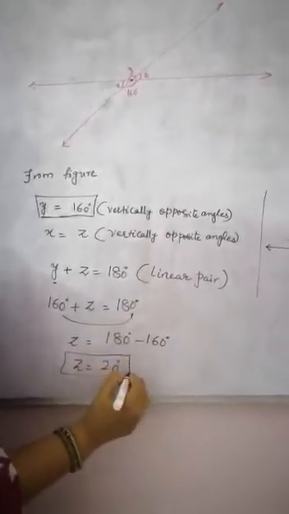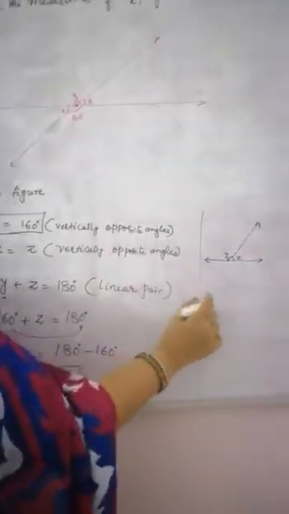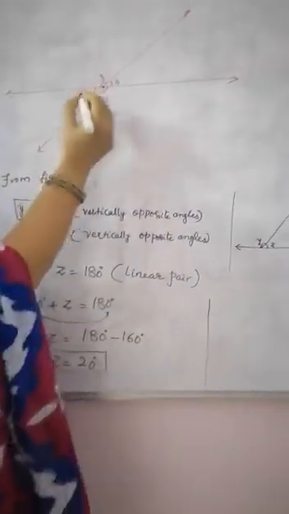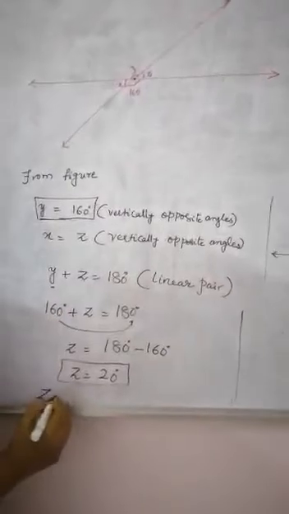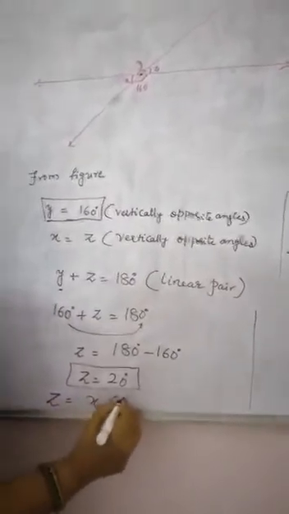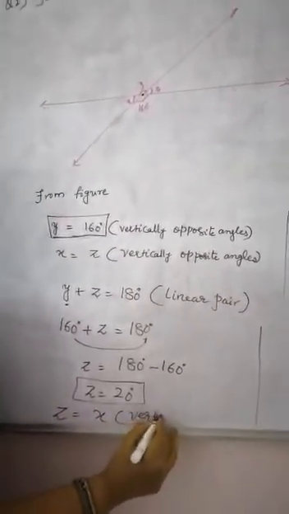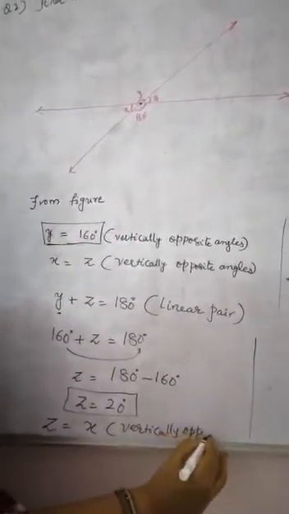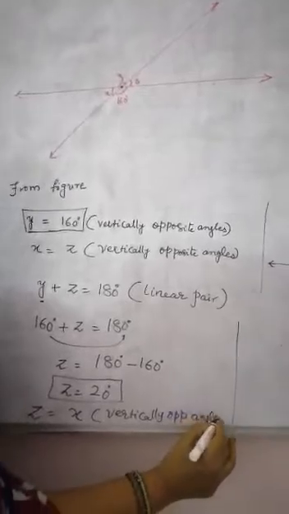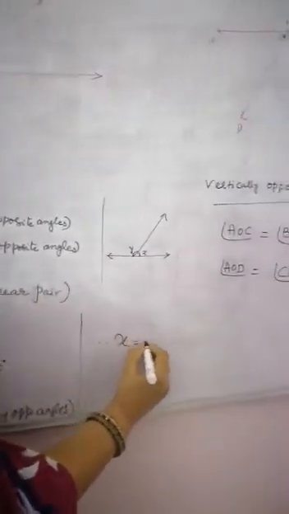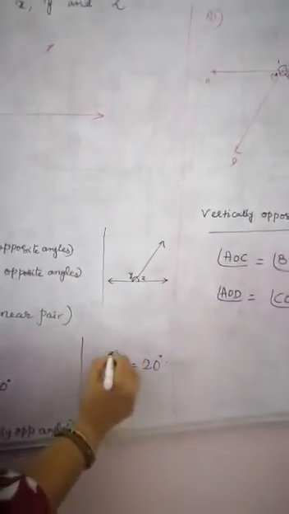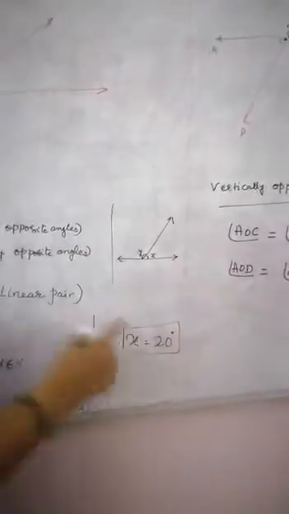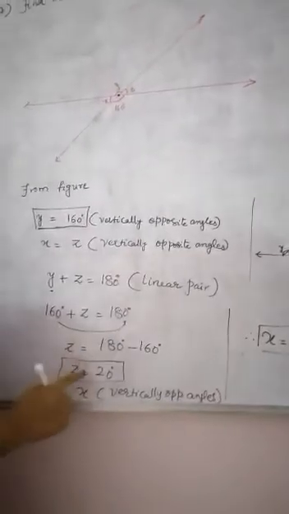And one condition I said just now: Z is equal to what, children? Z is equal to X. They are vertically opposite angles. So when Z is equal to 20 degrees, automatically X has also become 20 degrees. So you got the X value, you got the Y value, you got the Z value.